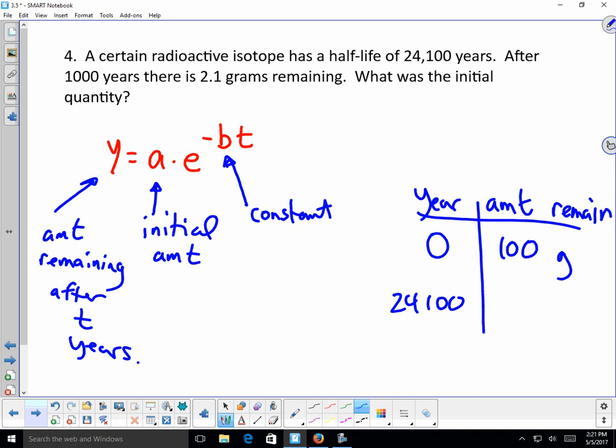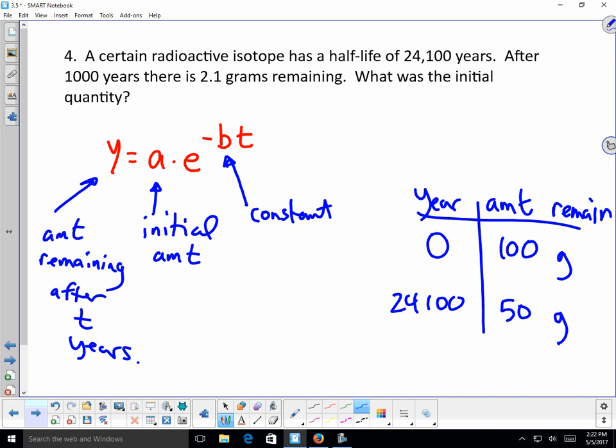This is not a calculator question, this is just a thinking question. Do you understand half-life? After the half-life number of years, we should be down to half of what we started with. We started with 100, so we should be down to 50. So after 24,100 years, we're down to 50 grams.